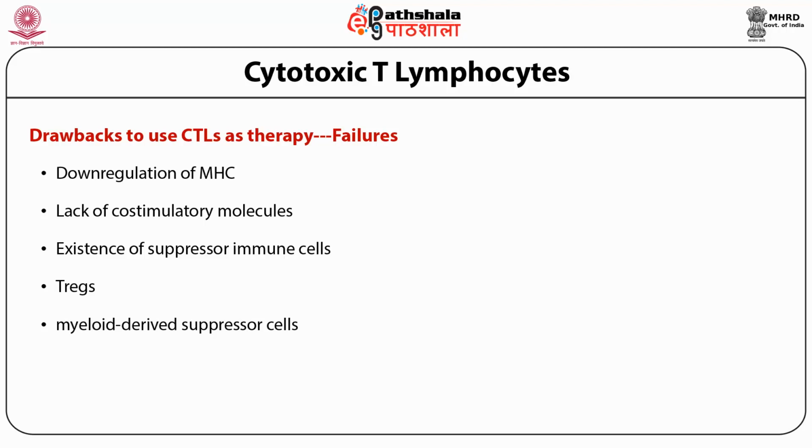Therefore, the autologous cytotoxic T lymphocytes can be isolated, expanded, activated, and reinfused as potent cytotoxic lymphocytes in the patient for better reduction of tumor mass, and this is called adoptive therapy, along with chemotherapy and radiotherapy.